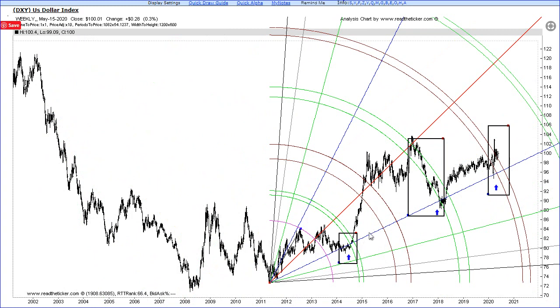So we're all wondering, is the US dollar going to collapse due to massive money printing, or is it going to accelerate due to the shortage of US dollars?